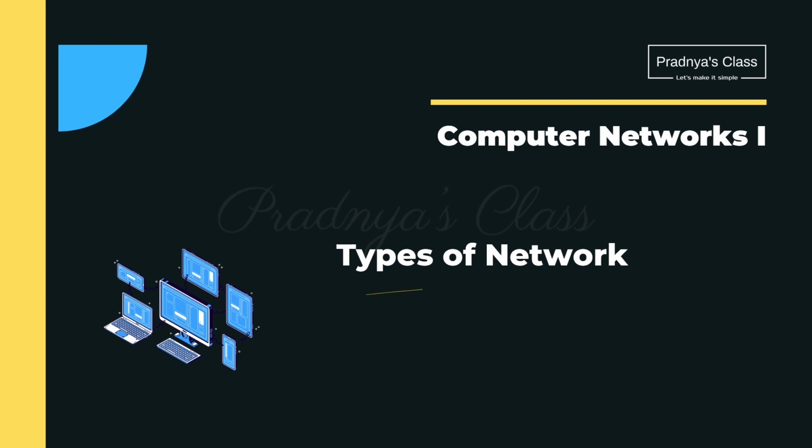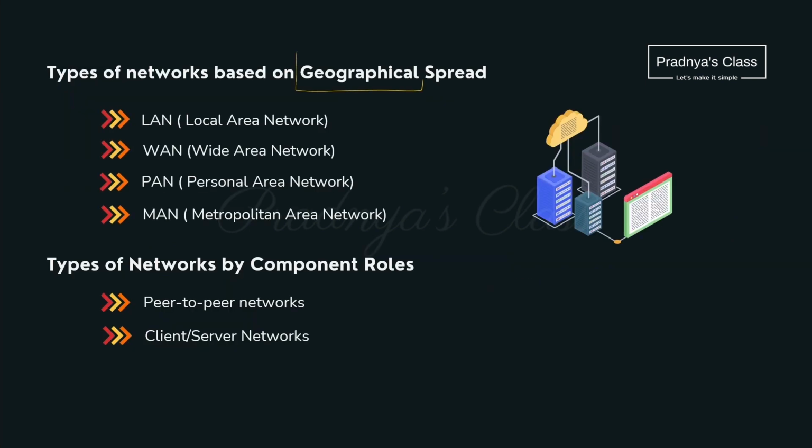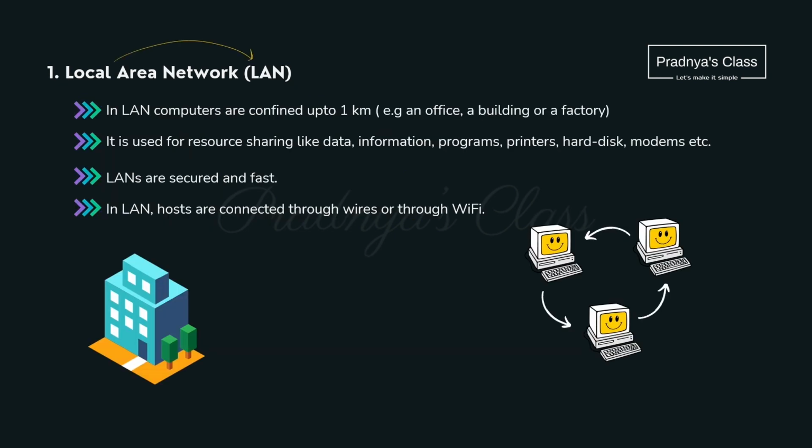Now we are going to discuss the important topic, that is types of network. Based on the geographical area, here are different types of network: LAN, WAN, PAN and MAN. And depending on the role, we have two types: peer-to-peer and client-server. What is local area network? That is LAN. In case of LAN, the computers are spread over 1 kilometer, like in office, building or in a factory. The main advantage of using LAN is resource sharing. As the devices are connected through wires or Wi-Fi, the communication is secure and fast.